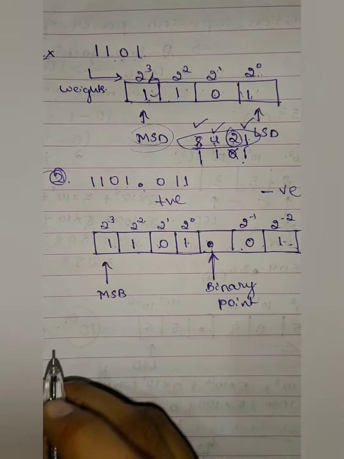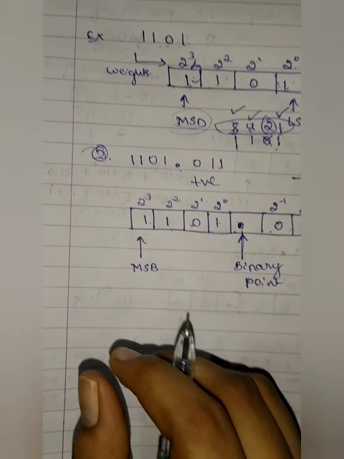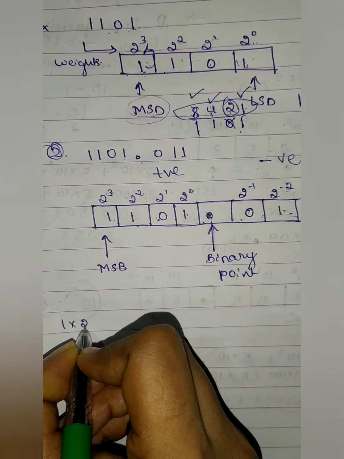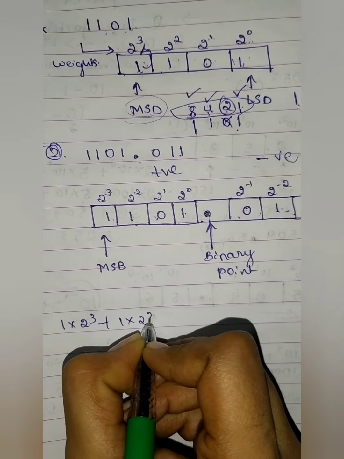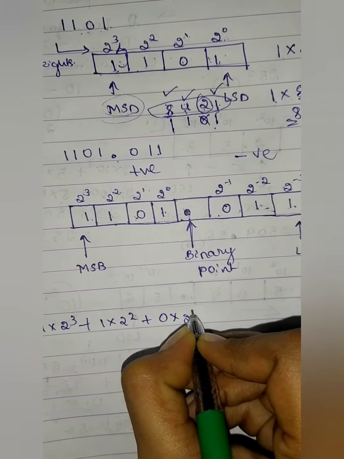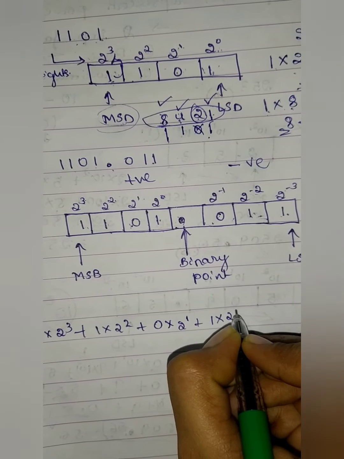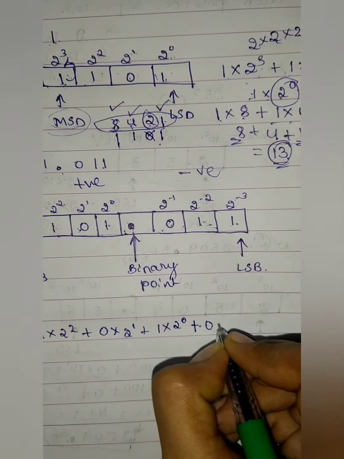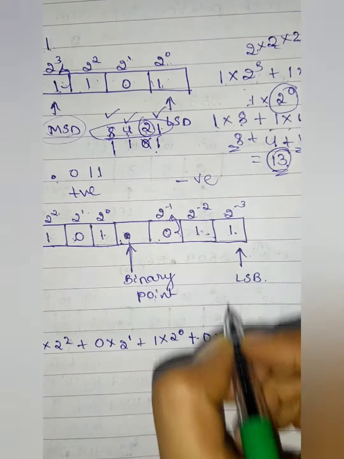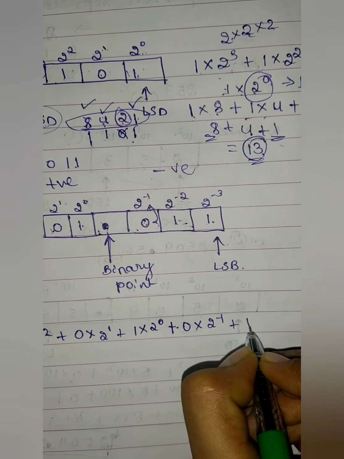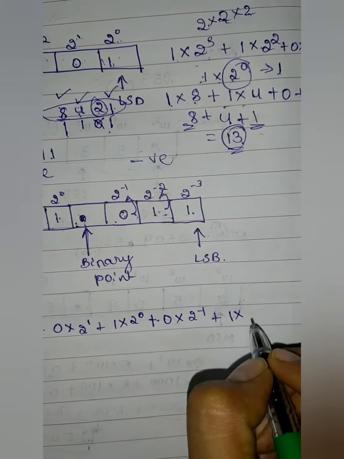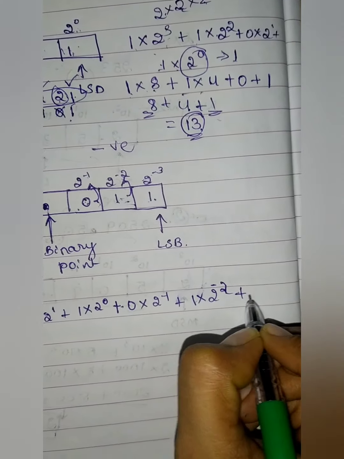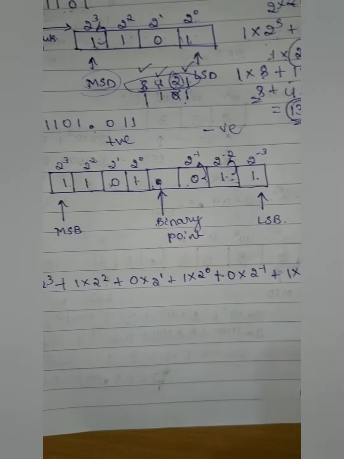Okay, so now we'll see how to represent these values or how to analyze these positional values. 1 into 2 to the power of 3 plus 1 into 2 to the power of 2 plus 0 into 2 to the power of 1 plus 1 into 2 to the power of 0 plus the binary point, then 0 into 2 to the power of minus 1 plus 1 into 2 to the power of minus 2 plus 1 into 2 to the power of minus 3.